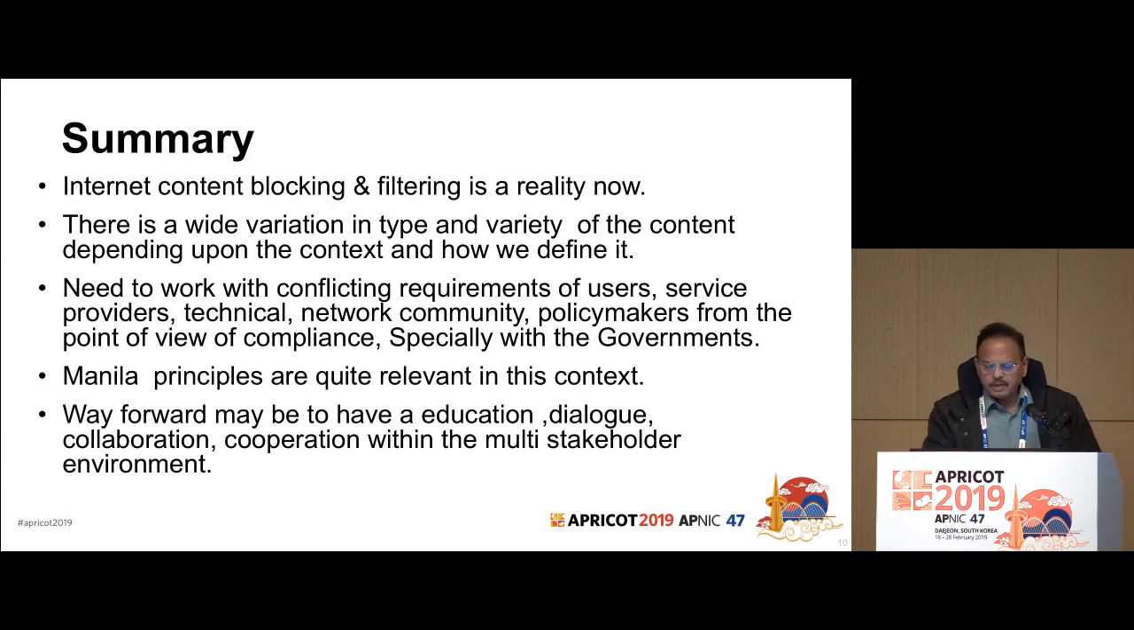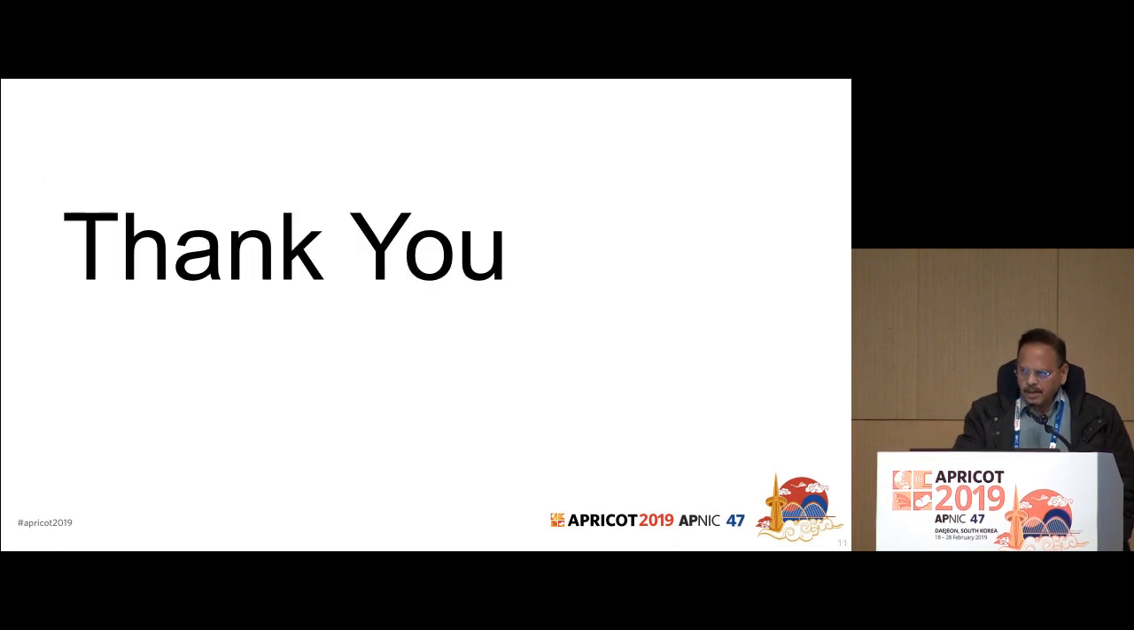Thereby the intervention by Mr. Brijesh Jain, Mr. Pankaj Chaturvedi, Kanal Parhar, and Paul Wilson. And one of the points that emerged was that the Manila principles are quite relevant if the intermediary principles are to be seen in this context. The way forward may be to have education, dialogue, collaboration, and cooperation within the multi-stakeholder environment. Thank you. Thank you, Dr. Govind.